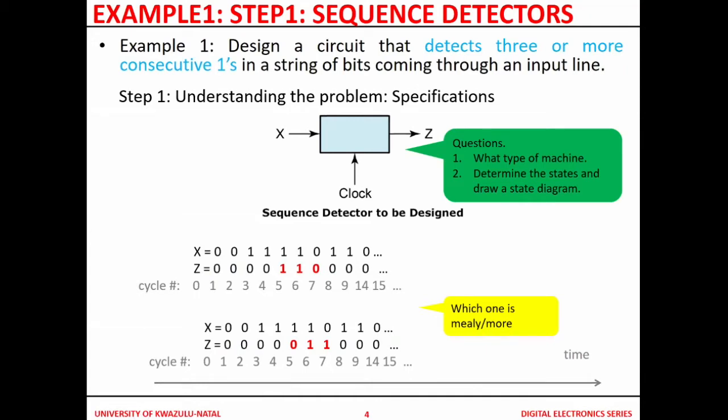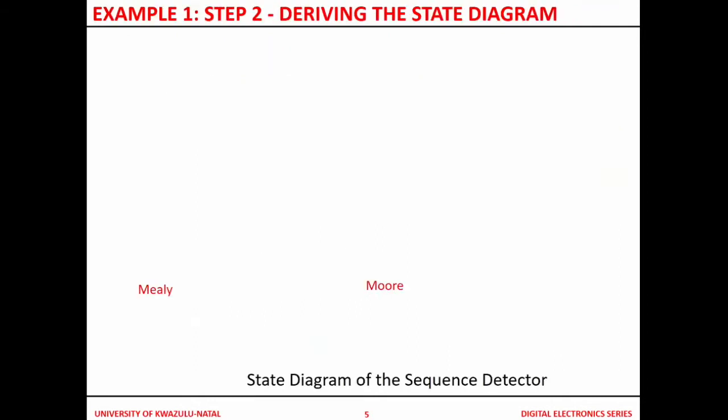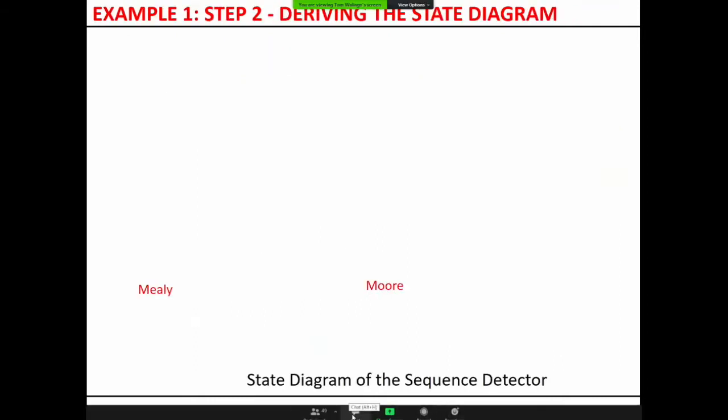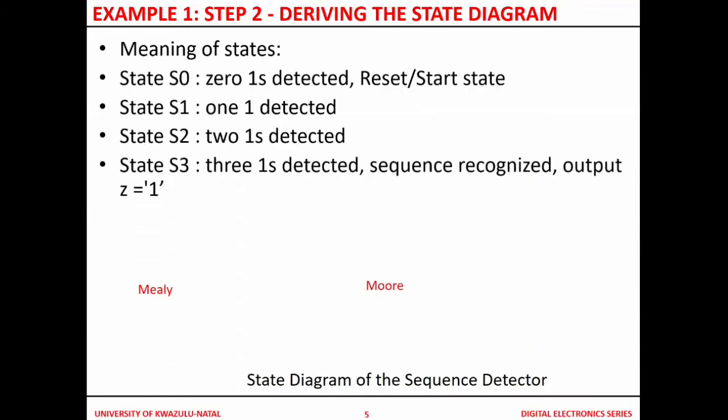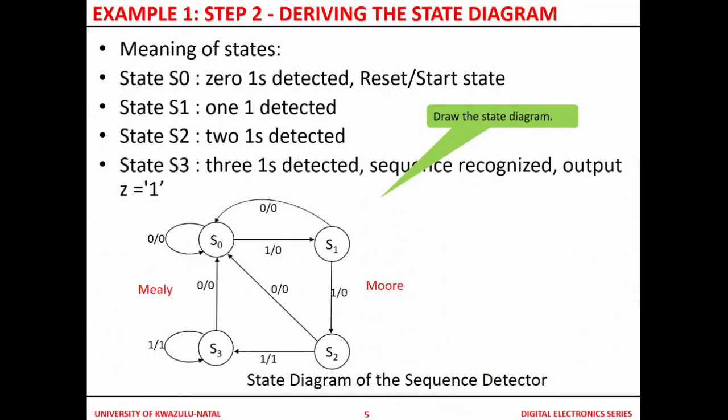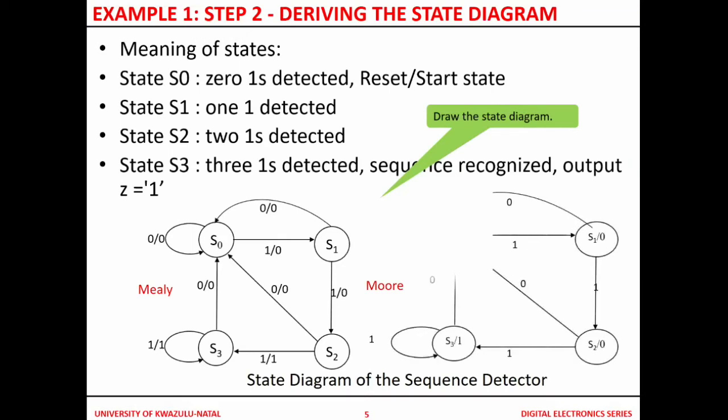Remember, a sequential circuit has a combinational circuit and the memory element. The memory element keeps the memory of the machine. So what will you keep in memory? In this case, we said the number of ones that have arrived: if it is 0, the first one, second, third. Once you do that, then it becomes easy. We got our state diagram for Mealy and Moore.